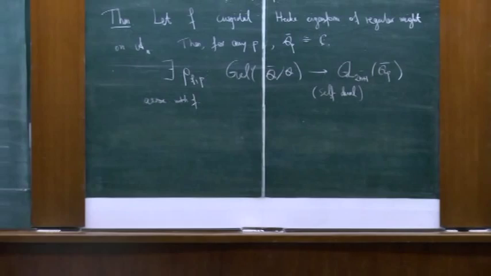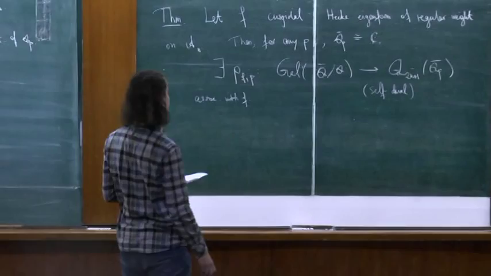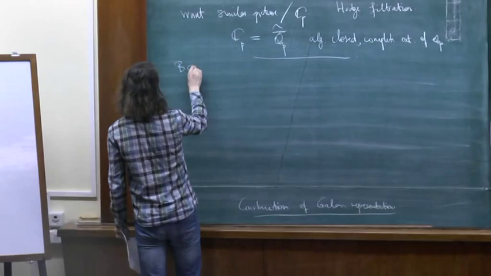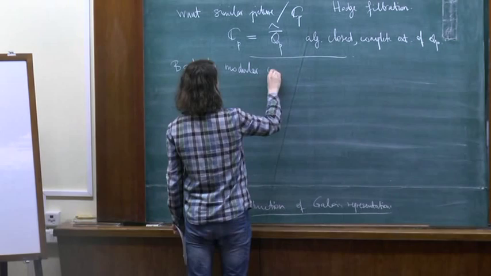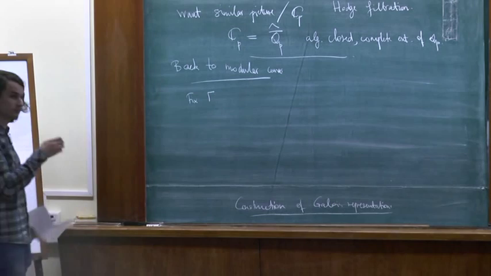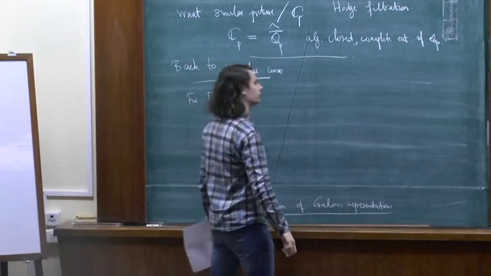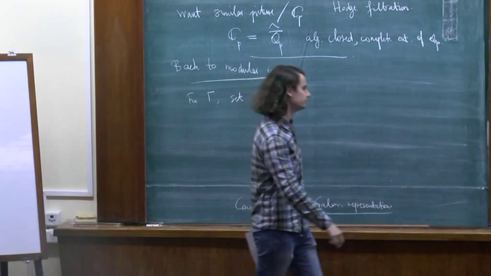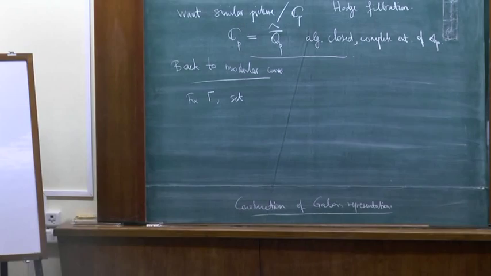OK, so let me now come back to the modular curves and explain what this gives us. Say I fix my base level, some congruence subgroup gamma. From the sequence, you see that in order to get this filtration, what you have to trivialize is just the p-adic Tate module of E. So this means that you only have to go up the p-power tower.